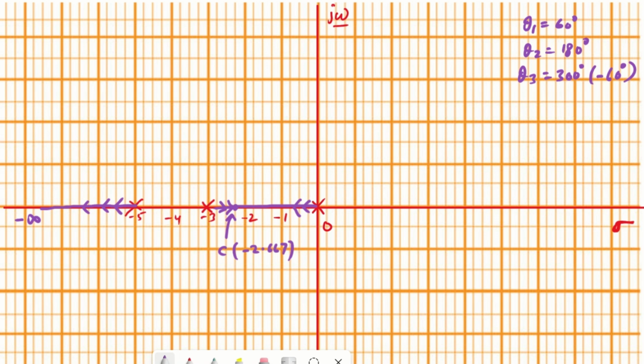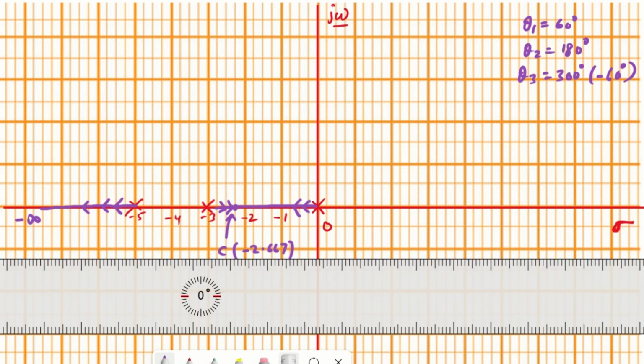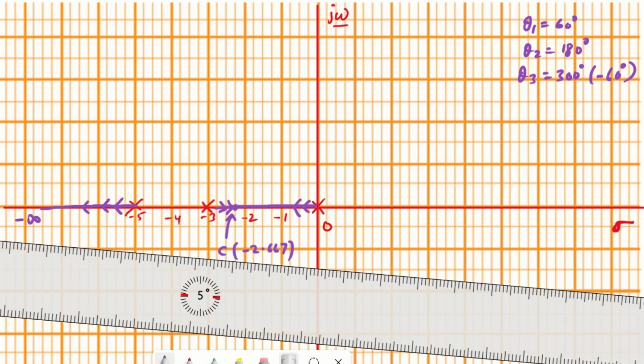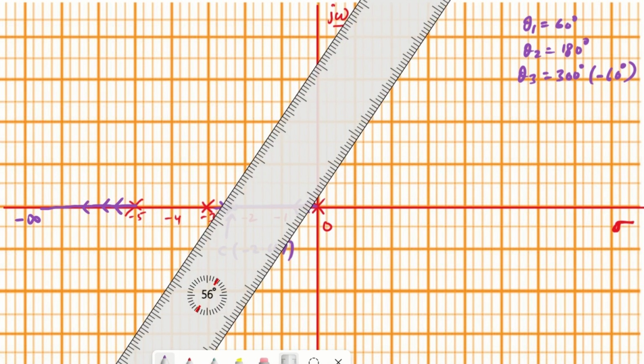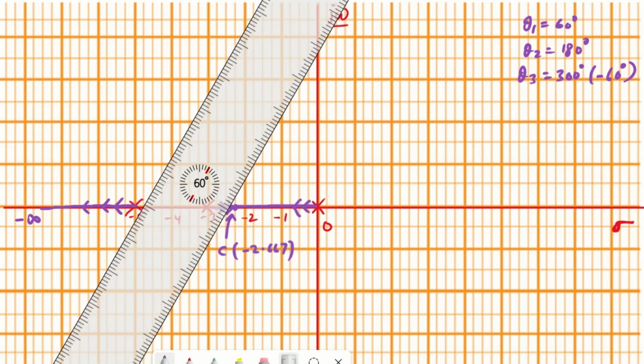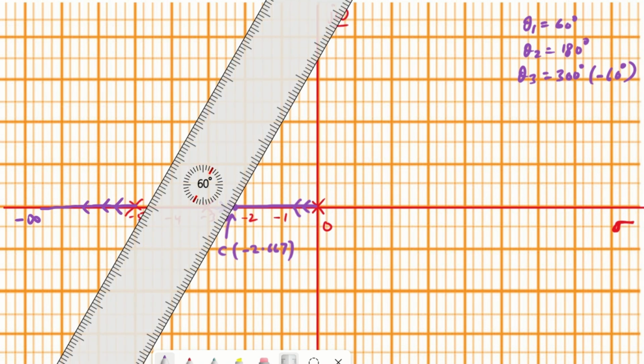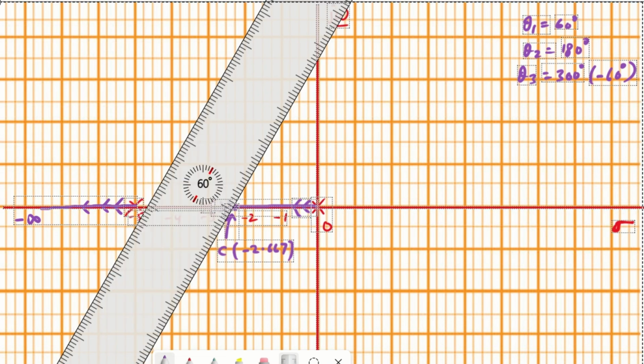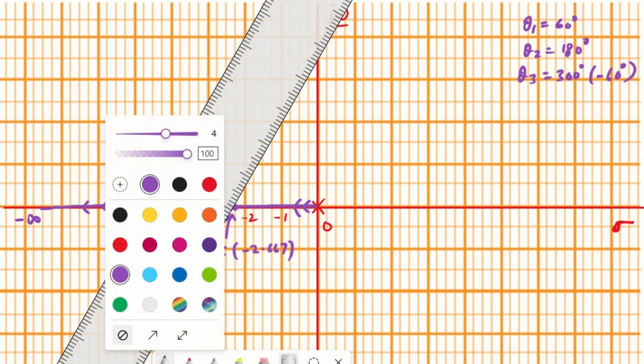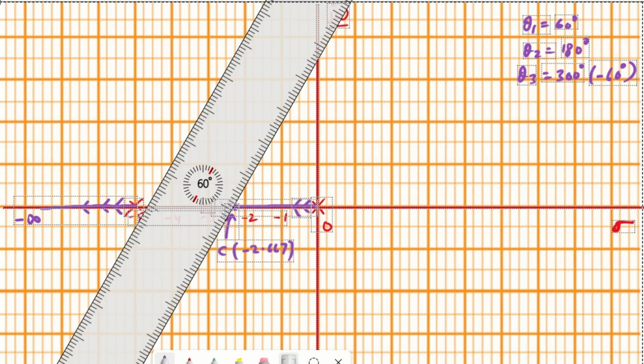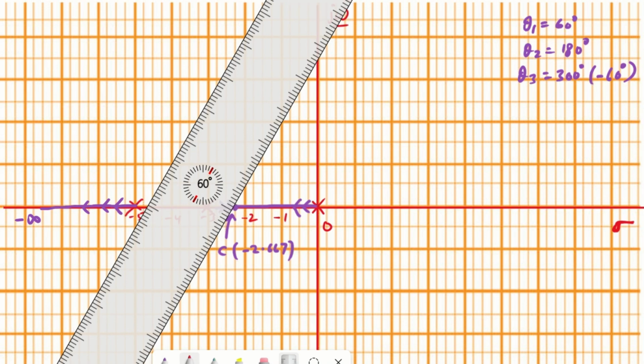So from the centroid we will draw these three angles of asymptotes. Let me take a protractor to draw them. First the angle of asymptote is 60 degrees. I set this at 60 degrees and put it here at the centroid, and I will draw a 60 degree angle here. At 60 degrees I'm connecting it with a dotted line. So this is the first angle of asymptote.